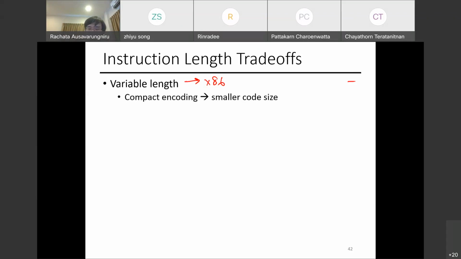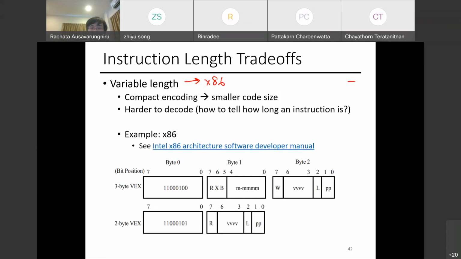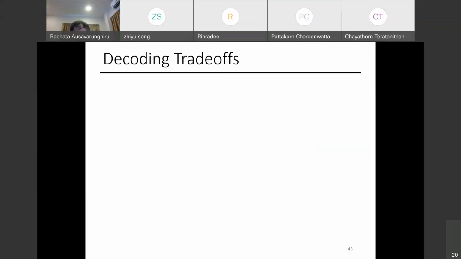It allows you a much smaller code size, but then it's really hard to decode because you cannot tell how long an instruction is. For example, x86, same instruction, different format. You need to first look at byte 0. You first look at the first byte, then you can tell, okay, I need 2 more bytes, or I need 1 more byte, right? So that's a trade-off when you decode the instruction.